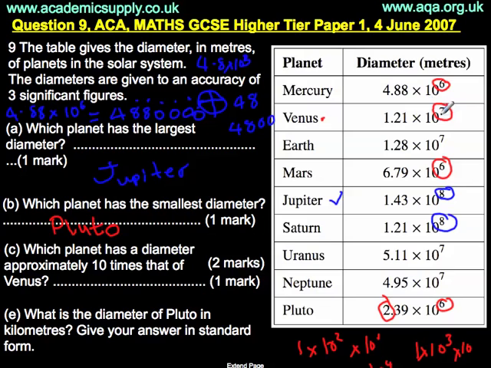Now what is 10 times that? Well, let's have a look down. Well, hang on. Saturn is 1.21, the same number, times 10 to the 8. So if I times this one by 10, it's like saying 10 to the power of 1. 7 plus 1. What you do with the powers, you add them, and you get 10 to the power of 8. So the answer is Saturn.